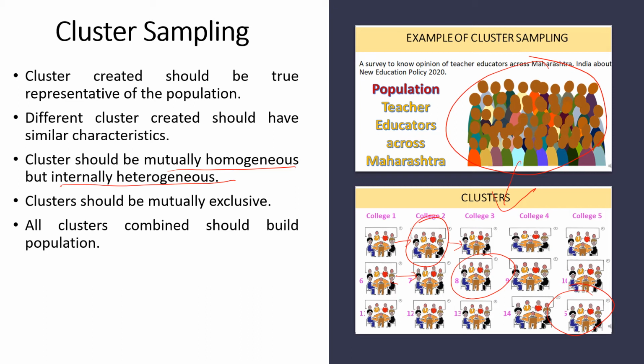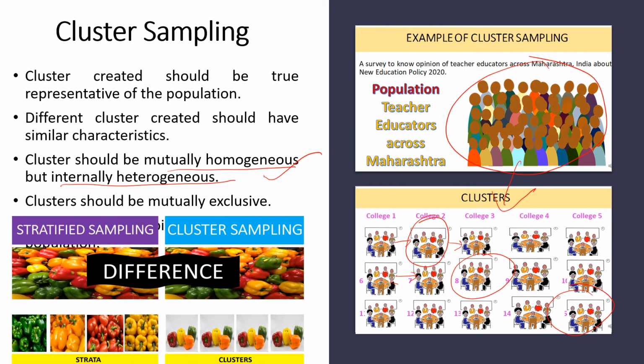Now, many students get confused between these lines, mutually homogeneous, internally heterogeneous. What does it mean? How is it different from stratified random sampling? For that, you can check my other video in which I have explained clearly the difference between stratified sampling and cluster sampling. What is the difference between strata and cluster?